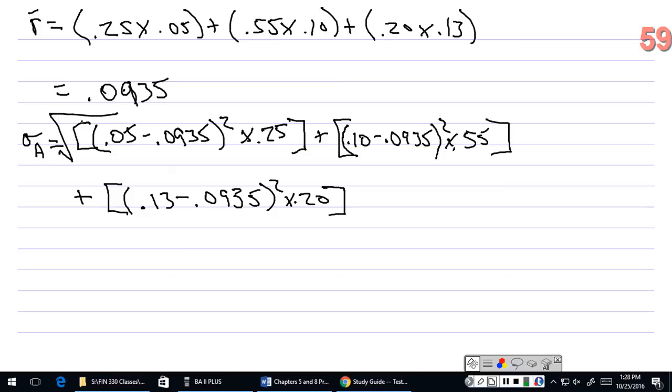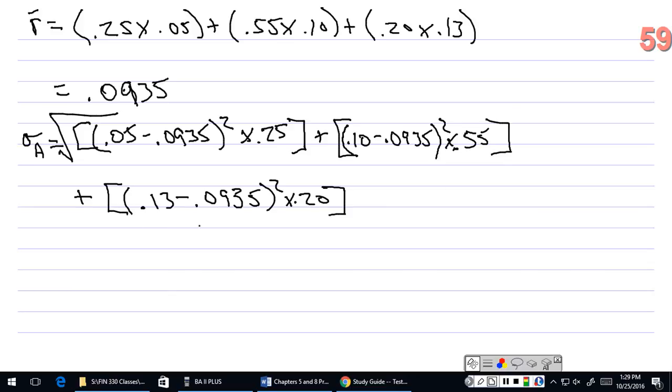Now, again, it's going to be really important to work through these in the correct order. So we're going to take the 0.05 minus 0.0935 squared times 0.25, whatever that comes to. Then we're going to take the 0.1 minus 0.0935 squared times 0.55. My guess is that's going to be a really, really small number, probably 0, although I'm not positive, depending on how you have your calculator set up. And then the last one, 0.13 minus the expected return squared times the probability.